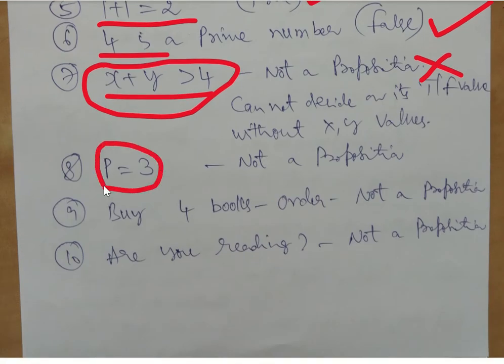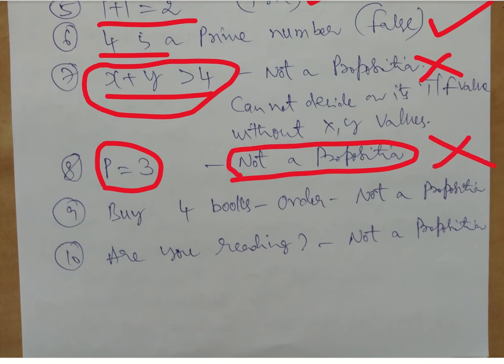P is equal to 3. Again, the p value might be changing. Today p might be 3, tomorrow p might be 10. So 10 is not equal to 3. So when the p value keeps changing, for a given p value I can say, but when p is a variable, its value keeps changing, so it cannot be considered a proposition. So it is also not a valid statement.